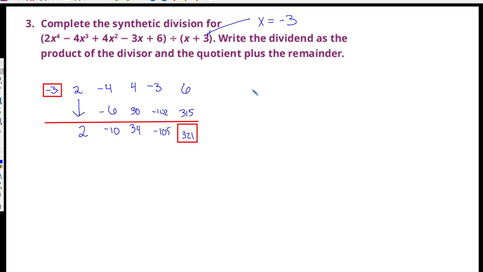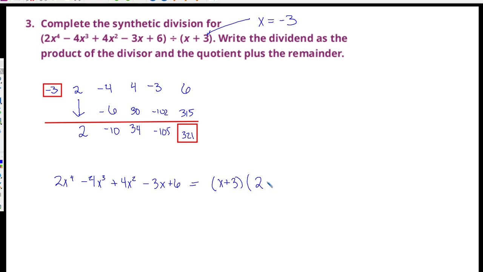So it wants me to rewrite this as 2x to the fourth minus 4x cubed plus 4x squared minus 3x plus 6 is equal to the product of the divisor and quotient. Excuse me, my mind's just, sorry.